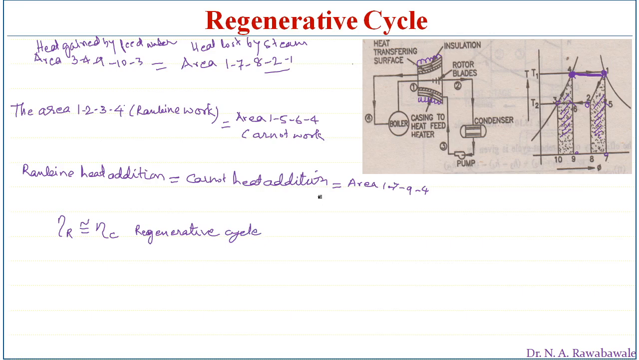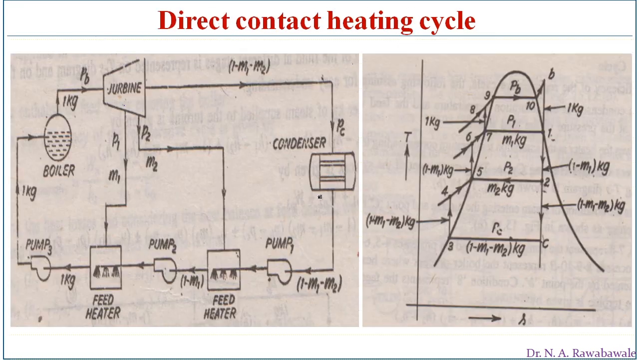concept, that is the efficiency of the direct contact heating cycle. What this direct contact heating cycle is, and how its efficiency can be obtained. First we will discuss its working with the help of a block diagram and a T-S diagram. Now let us consider a boiler.